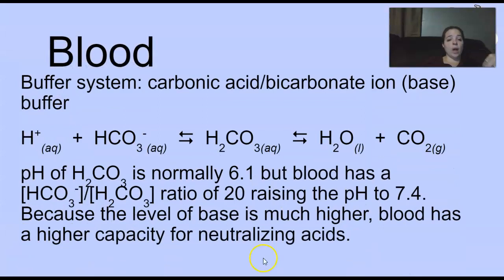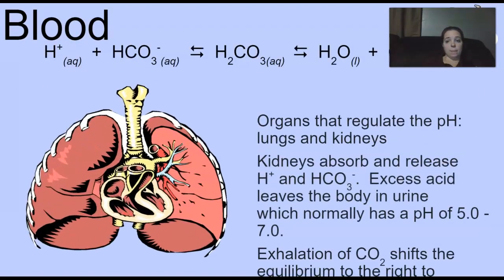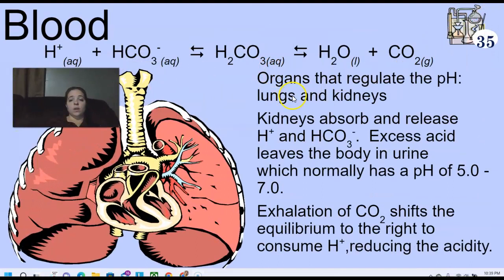The buffer system for blood is carbonic acid and the bicarbonate ion base. The pH of carbonic acid is normally about 6.1, but blood has a ratio of 20, raising the pH to 7.4. Because the level of the base is much higher, blood has a higher capacity for neutralizing acids. The organs that regulate our pH are our lungs and our kidneys. That's why we don't want our kidneys to fail, because they regulate how acidic and how basic our blood is. They filter it.